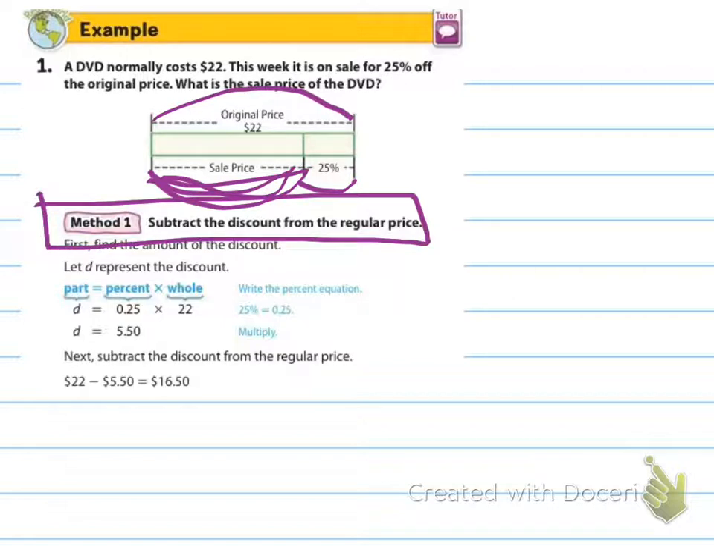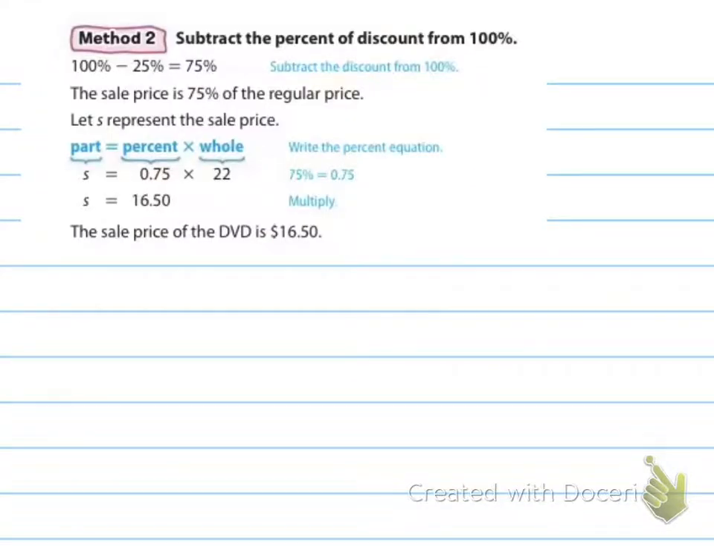You need to find the percent of the whole, and once you get that amount, you're going to subtract it from the original amount. So in this example, you took the $22 times 0.25 for the 25%. Then you took that $5.50 and you subtracted it from the original price of $22, and you end up paying $16.50 for the DVD. So that was method 1. Not my preferred method because I think it has an extra step, just like the last time with sales tax and tips and stuff like that.